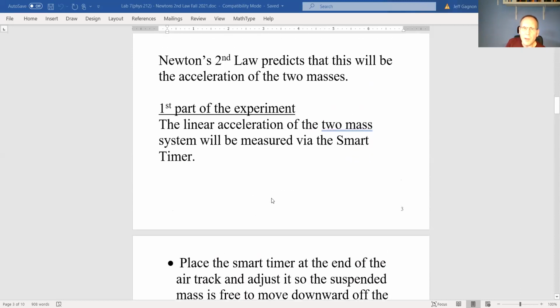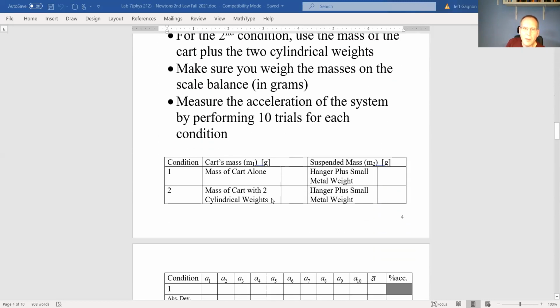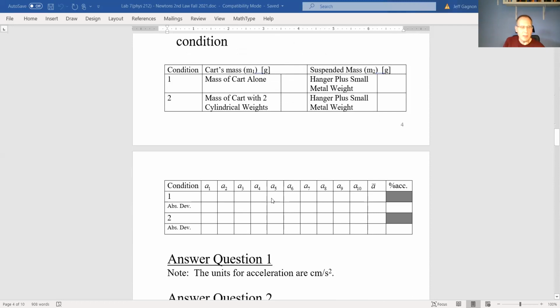Okay, so for the first part of the experiment, let me bring up the table here. First of all, there are going to be two conditions for the first part of the experiment. Again, we're going to vary the mass of the cart. In the first condition, it's just the mass of the cart alone. And the second is the mass of the cart made a little heavier by adding these two cylindrical weights, these two additional weights.